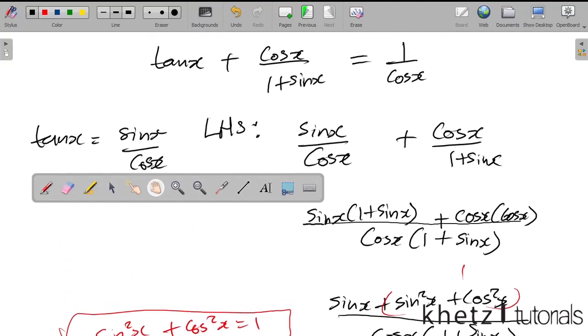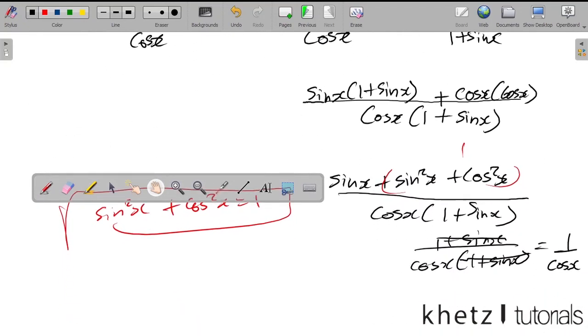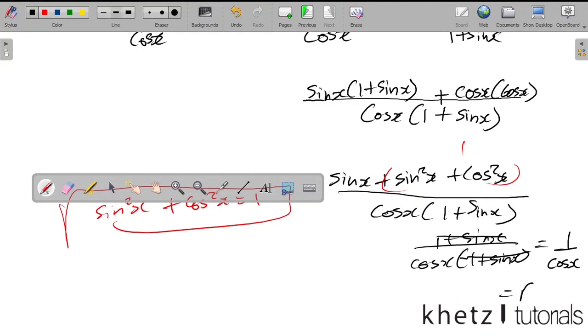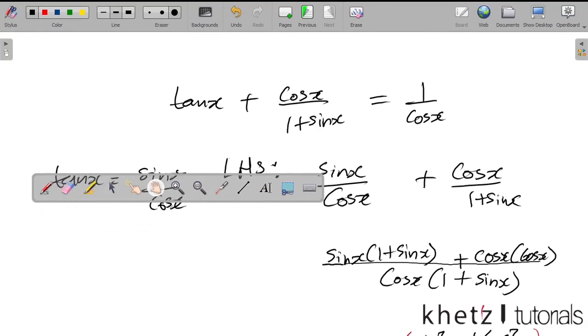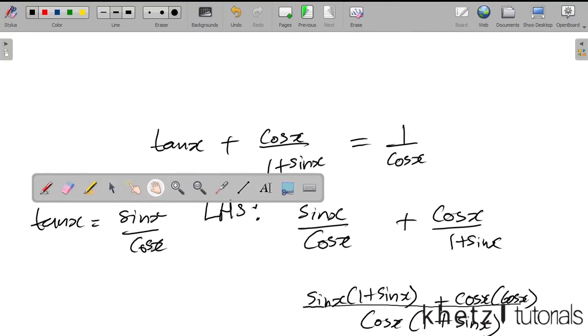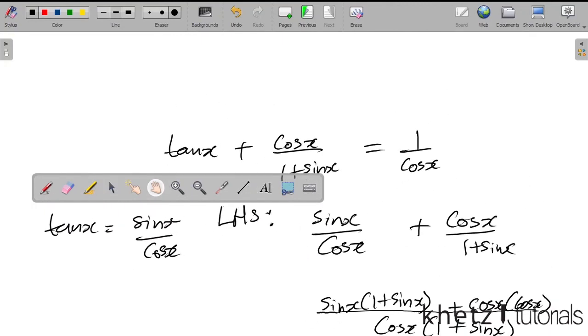Okay. So now, if we look at our result, it's actually equal to the right hand side, which means left hand side is equal to right hand side, and therefore we've proven that whatever we had on the left hand side is equal to whatever we had on our right hand side.